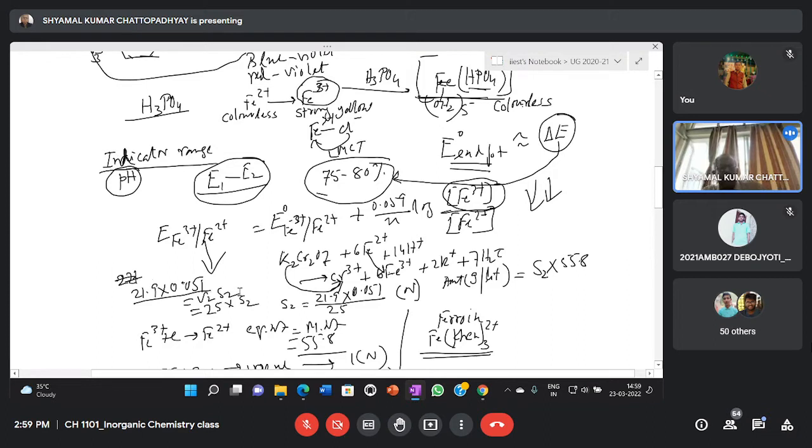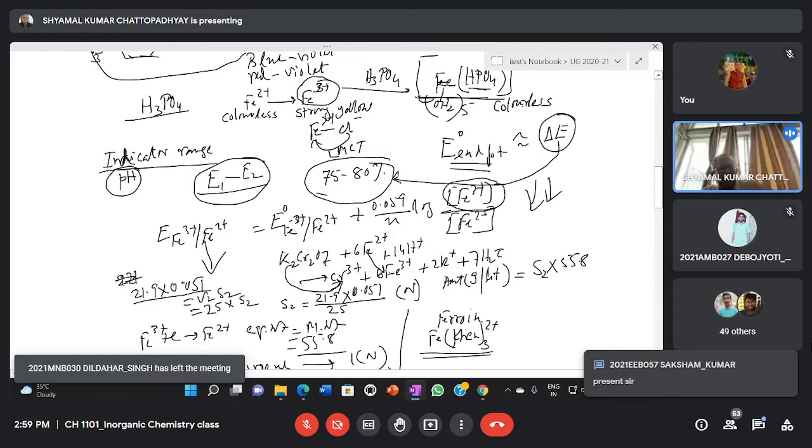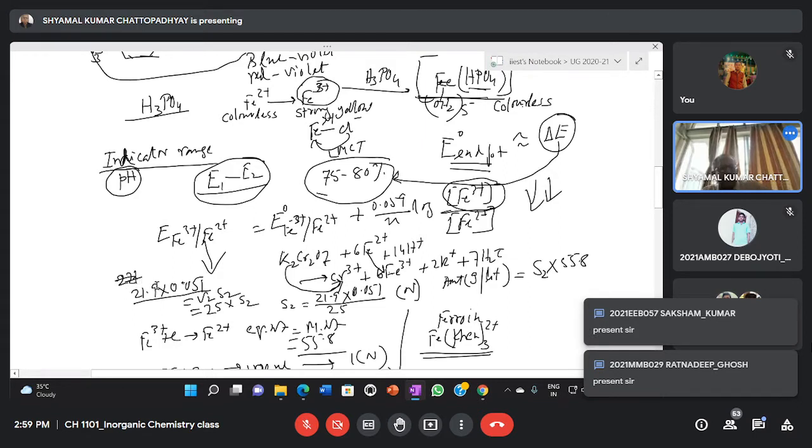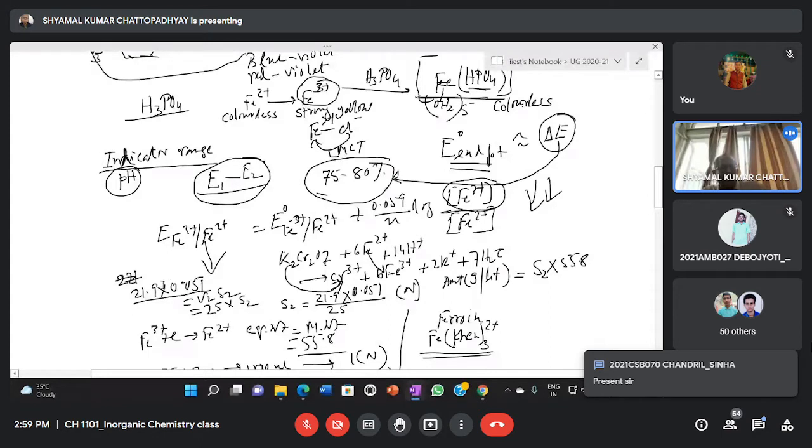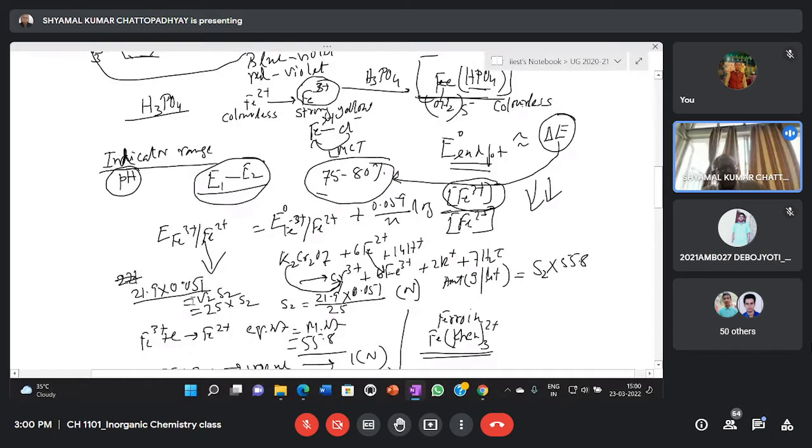And you can calculate using V1S1 equal to V2S2. First of all, what is V1? V1 is the volume of the dichromate you have consumed. S1 is the concentration of the dichromate. So volume of the dichromate multiplied by the concentration of the dichromate. V2 is the volume of the ferric solution, you have taken 25 ml, that you know. And S2 is the concentration of the ferric solution, which is unknown to you.